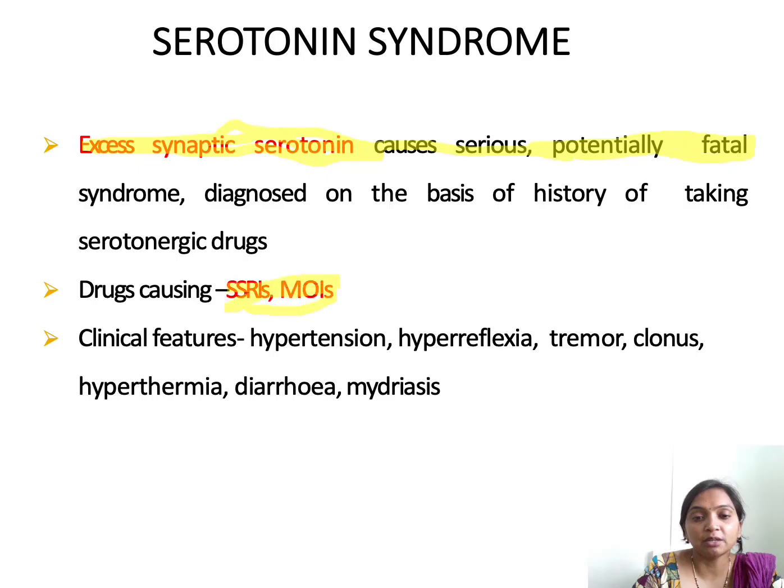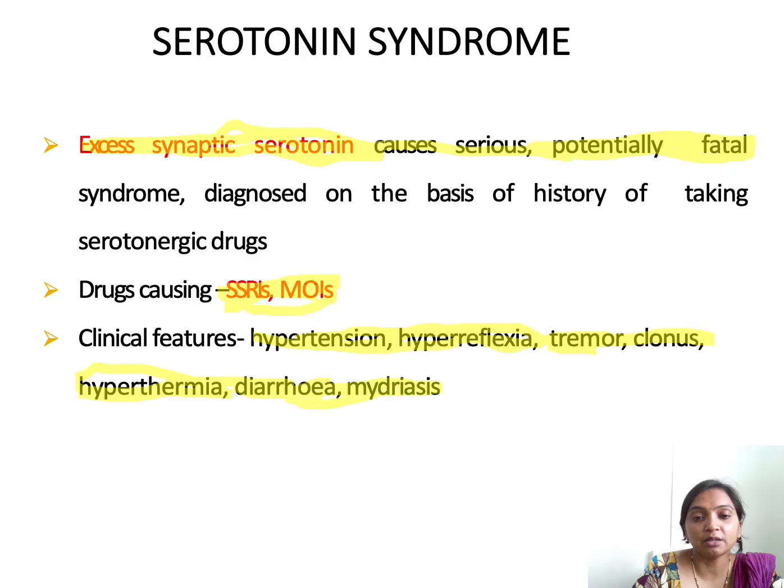SSRI will inhibit selective reuptake of serotonin from the synaptic vesicle, whereas MAO inhibitors will inhibit the degradation. Both together will end up in increased levels of serotonin in the brain. So there might be hypertension, hyperreflexia, tremors, clonus, hyperthermia, diarrhea, and mydriasis. All these things can happen.